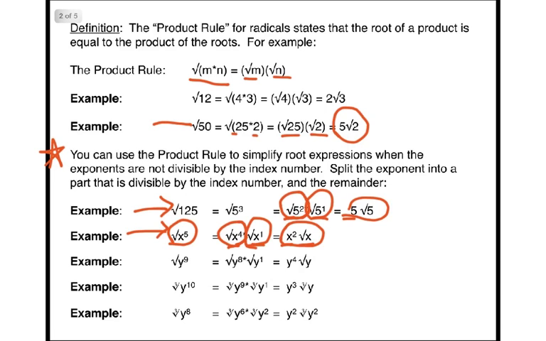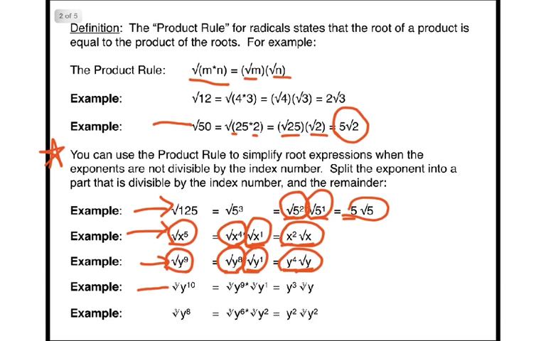Let's try another one. We have the square root of y to the ninth. So I rewrite y to the ninth, which is really y times itself 9 times, as the root of y to the eighth times y to the first. The first root, since the index is a 2, 2 goes into 8 4 times, and it simplifies to y to the fourth. The square root of y does not simplify, so you just leave it there. So the square root of y to the ninth simplifies to y to the fourth square root of y.